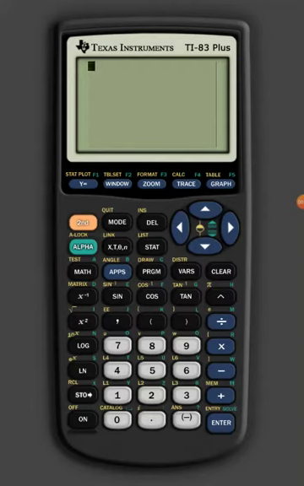Welcome back to Math 171 Pre-Calculus Algebra. In this video, we're going to take a look at solving a system of equations using matrices, but we're going to have the calculator do all our work for us.